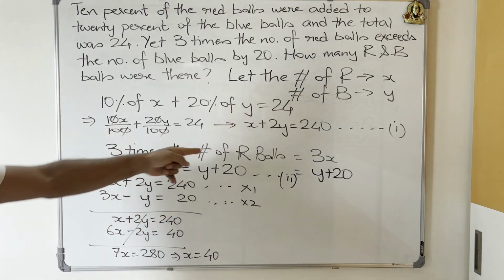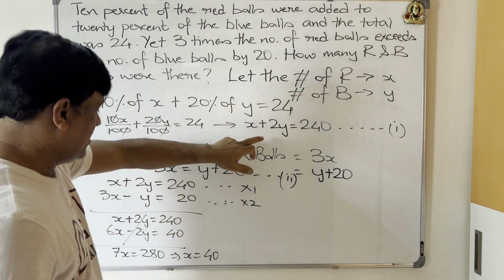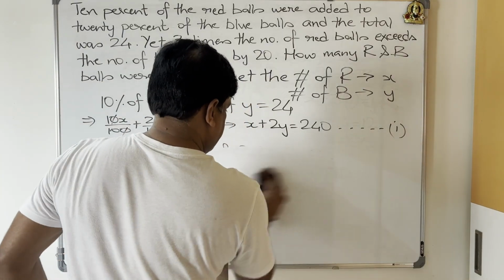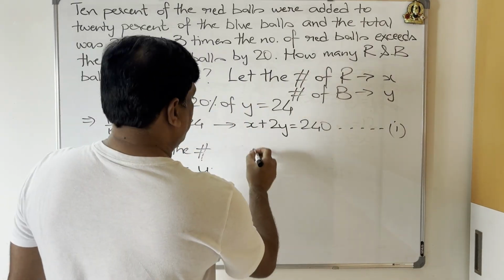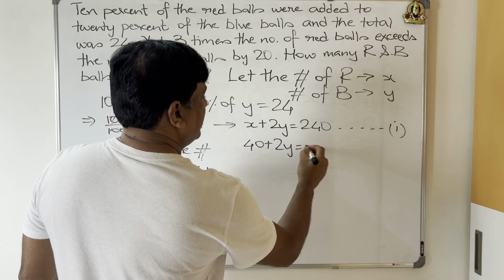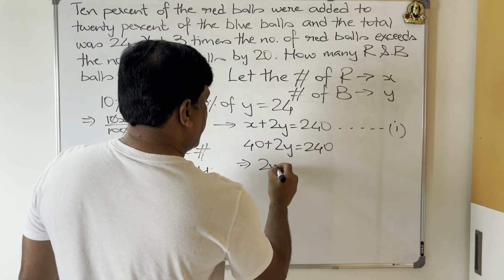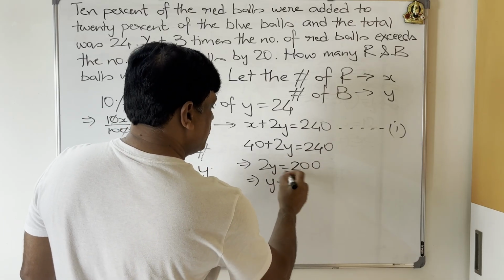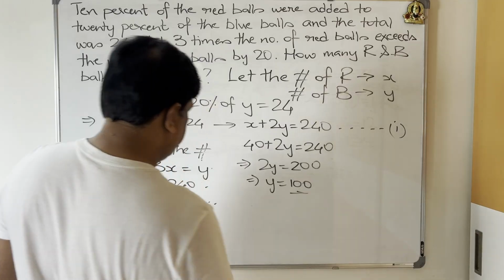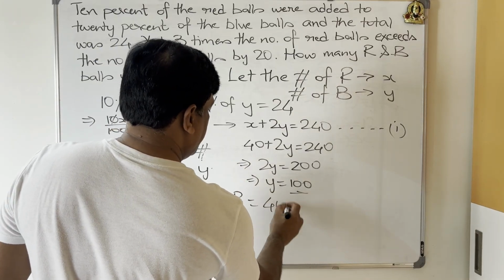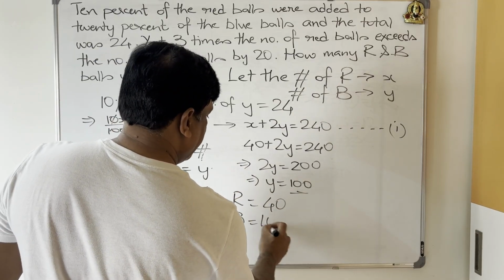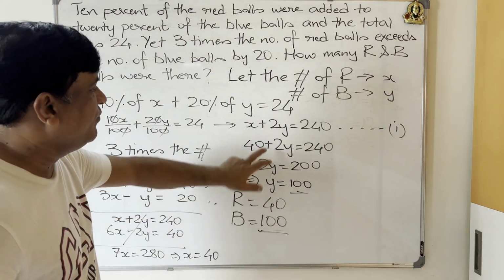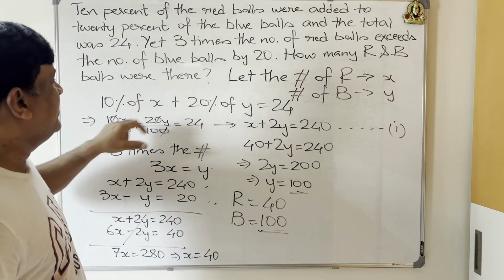Use this value and put it in one of the equations, whichever you like. Let's put it in this particular equation. So 40 plus 2y is equal to 240. 2y is equal to 200, because 40 goes to the other side. So y is equal to 100. That's your answer: red balls are 40 in number and blue balls are 100 in number. When you put these two values in the equations, you should be able to see that your equations are correct.